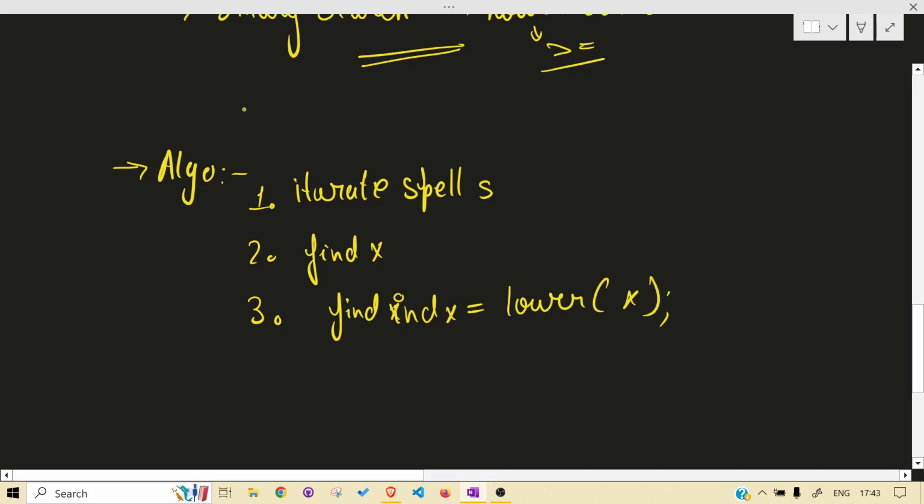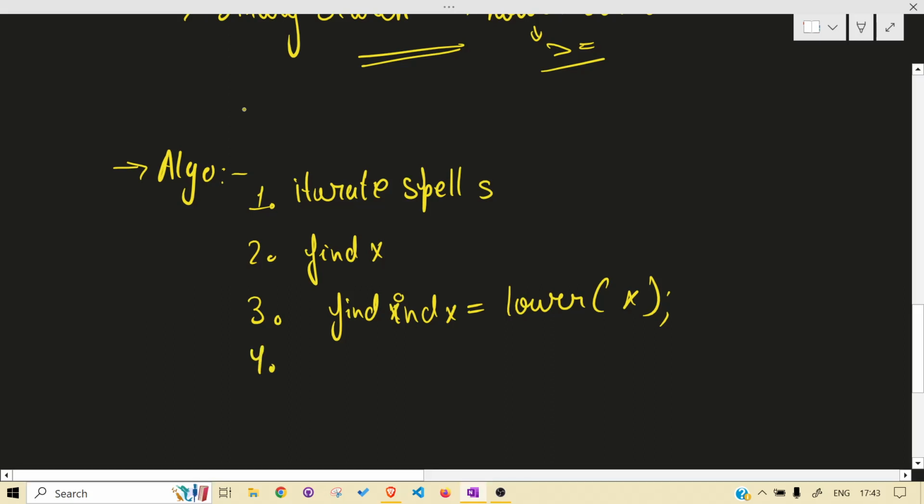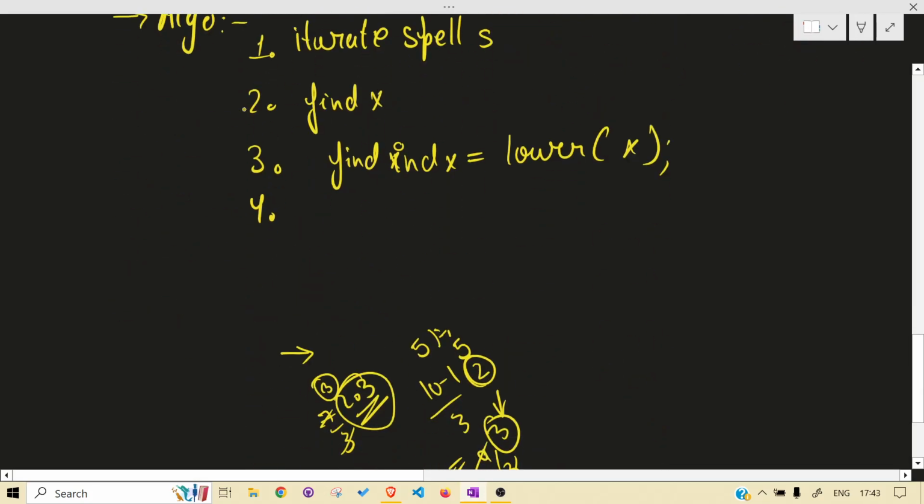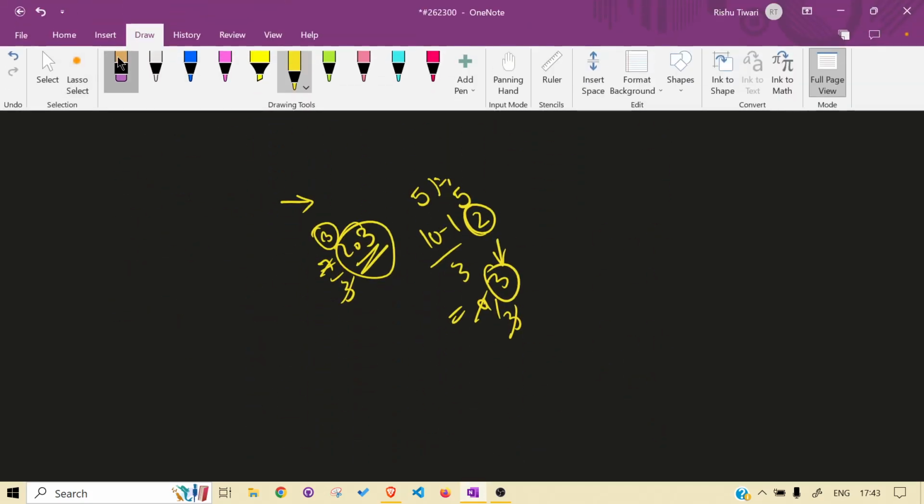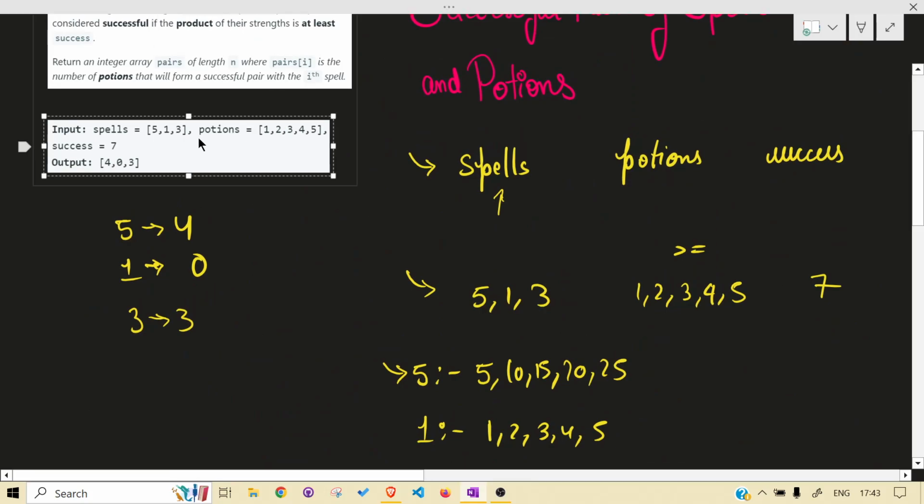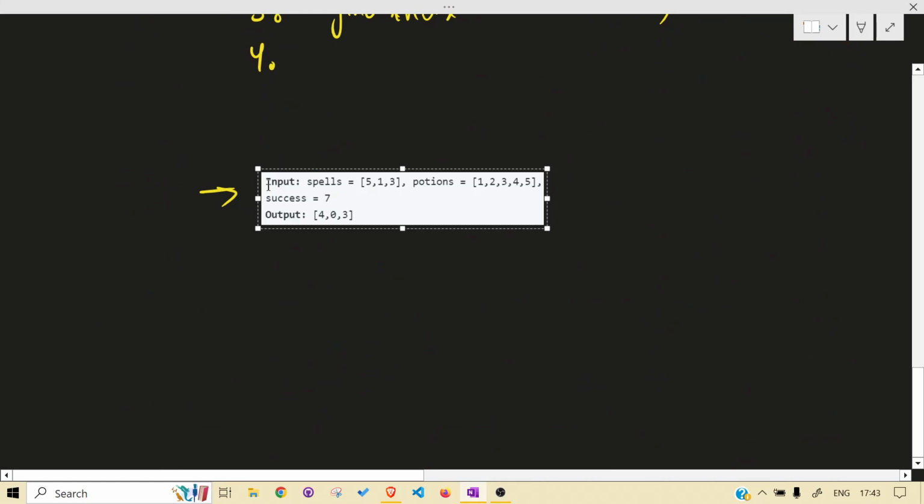This we will get an index, but one thing is remaining. How are we going to get that this much of pairs are greater than the success? So let's see how we gonna get that. Let me erase it. Let's take that test case and see ourselves what we will do.